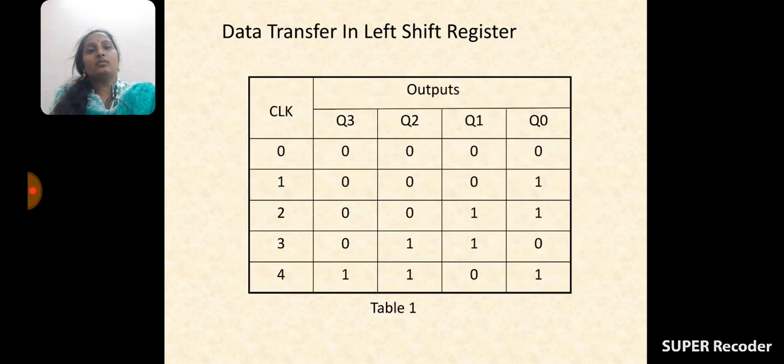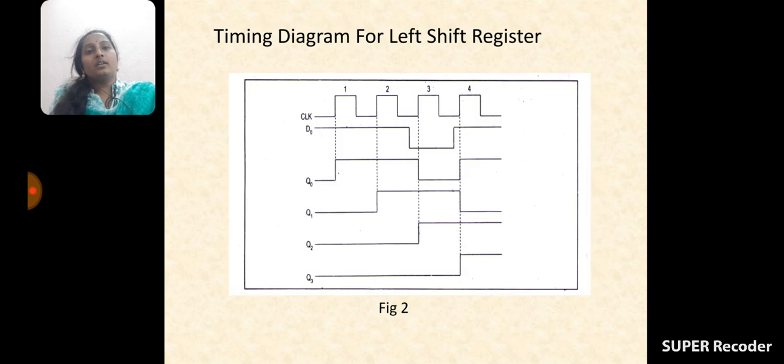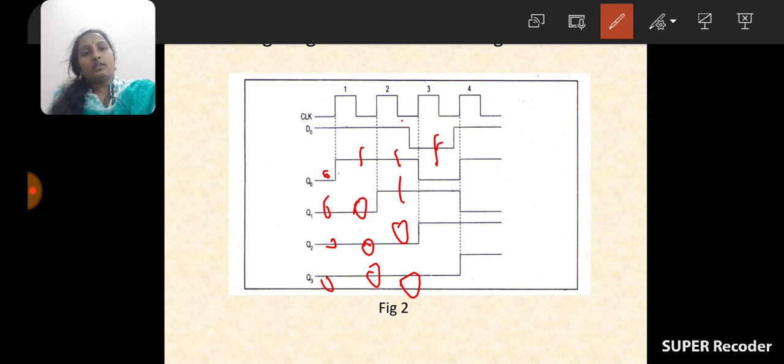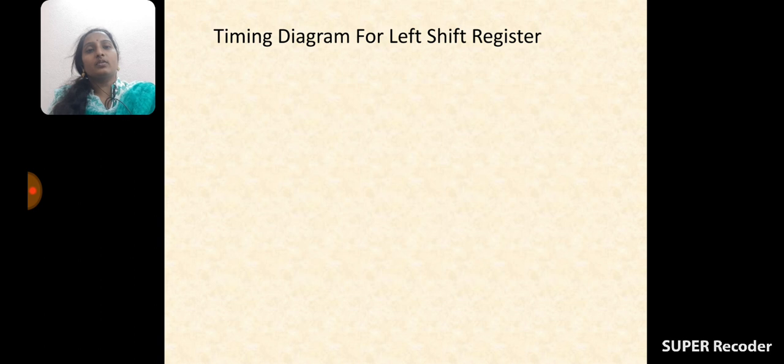According to the truth table, for the first clock pulse, all are 0. For the second clock pulse, the first one is 1 and the remaining are 0. Next, for the third clock pulse, two are 1 and two are 0. For the fourth clock pulse, 1, 0, 1, 1. In this way, from the truth table, we are able to draw the diagram clearly.